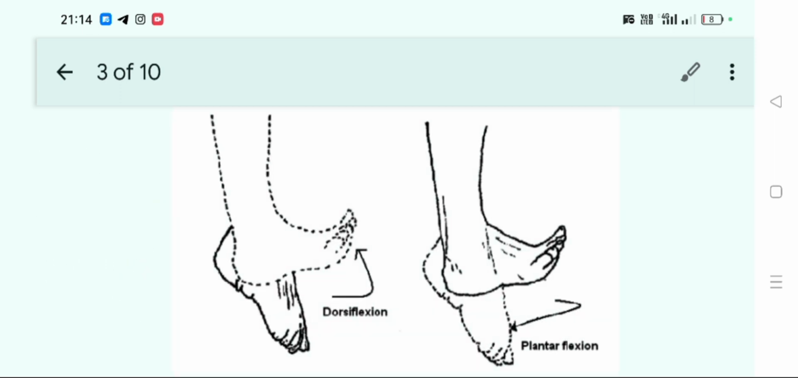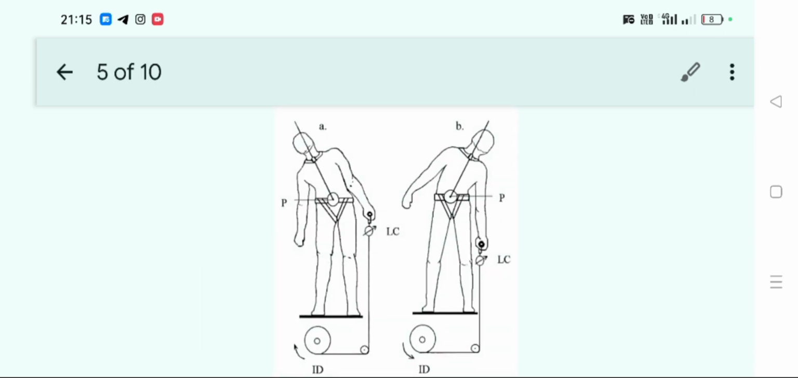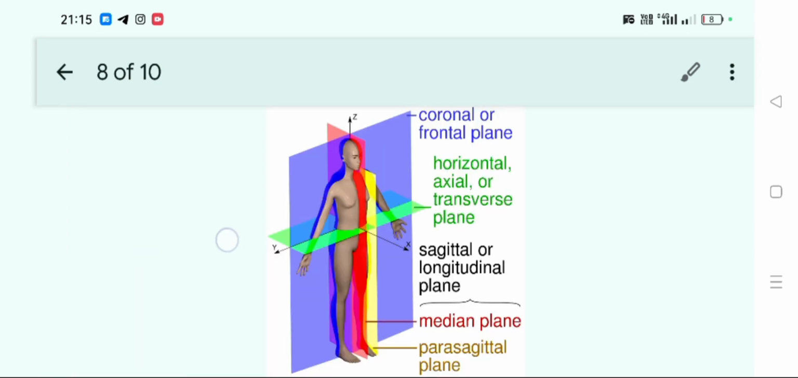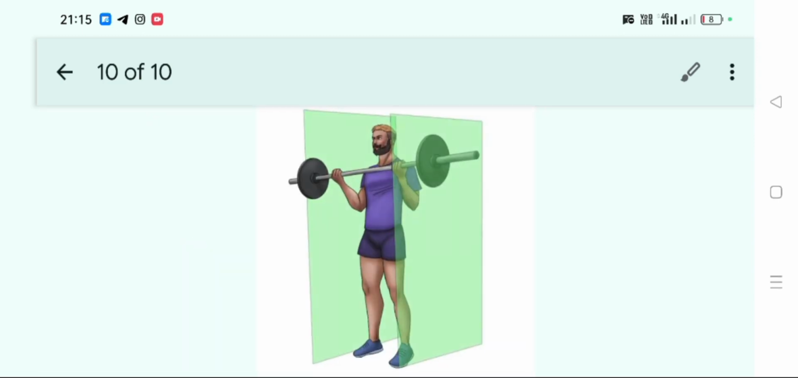Next, dorsiflexion and plantar flexion. This type of movement occurs in the sagittal plane. Next, lateral flexion or side flexion of the neck occurs in the frontal plane. Lateral flexion or side flexion of the trunk also occurs in the frontal plane. Running occurs in the sagittal plane. Biceps curl occurs in the sagittal plane.